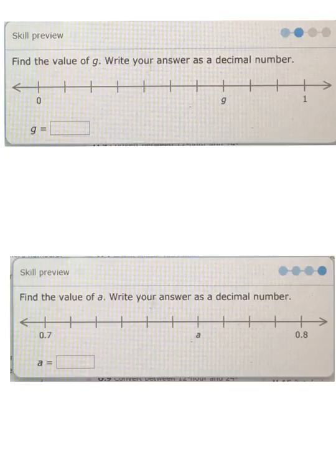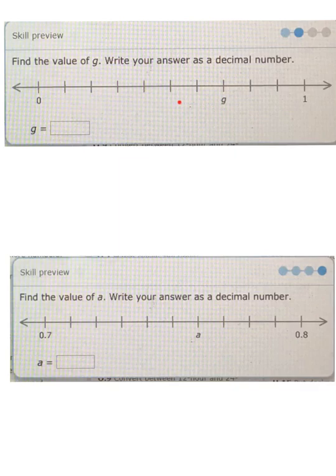These next two examples look a little bit trickier, but aren't much harder at all. It says, find the value of G. Write your answer as a decimal number. So know that G is somewhere between 0 and 1. So I notice this is broken into 1, 2, 3, 4, 5, 6, 7, 8, 9, 10 parts. So this has been split into tenths.